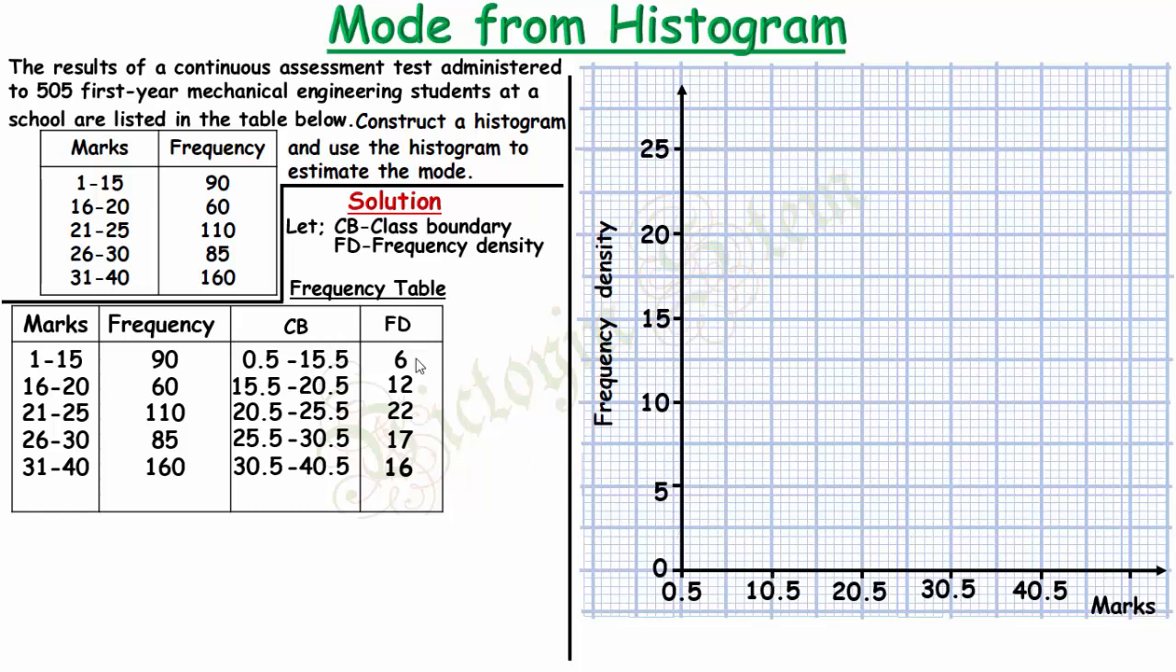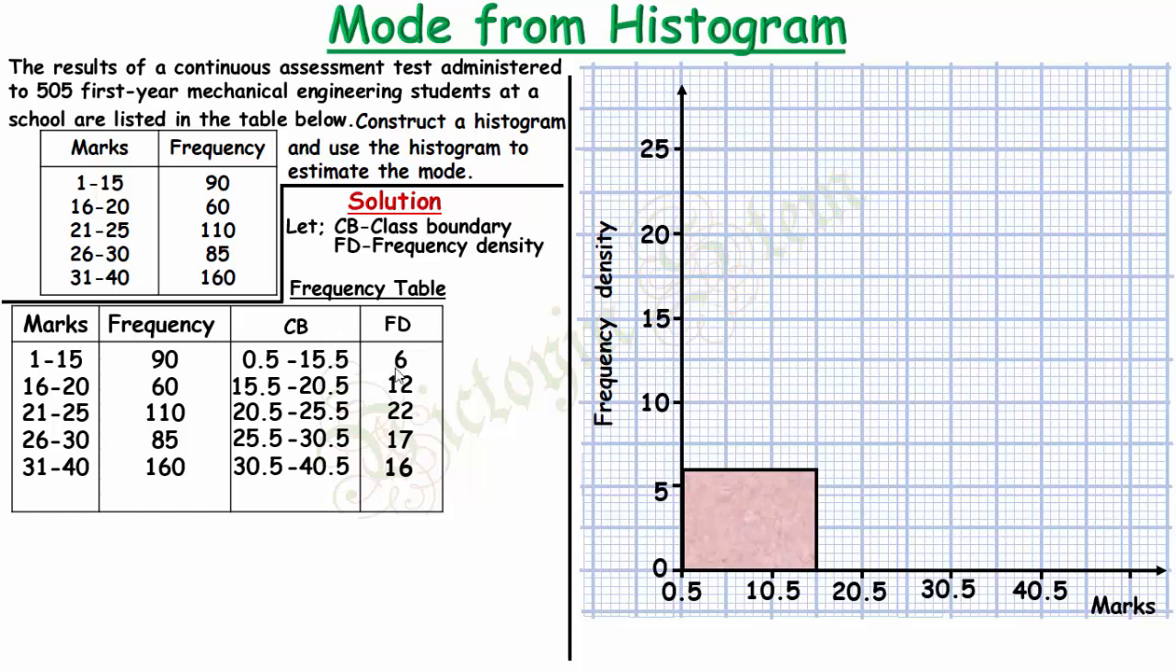Now, I'll start constructing my bars. The first bar has a class width, or class size, of 15. 15.5 minus 0.5 is 15. So I'll have 1, 2, 3 centimeters to represent that, right? And the height is 6. So if here is 5, 5.5, 6, I'll construct my first bar.